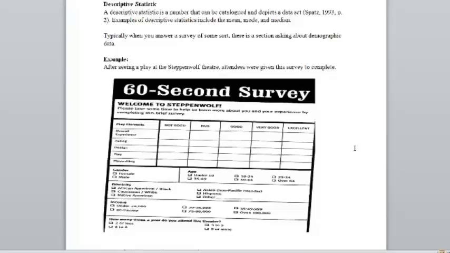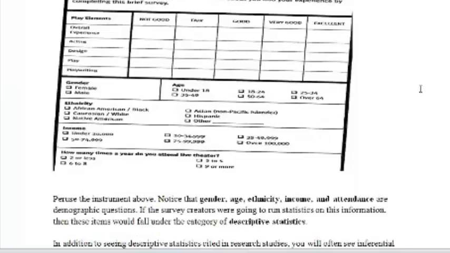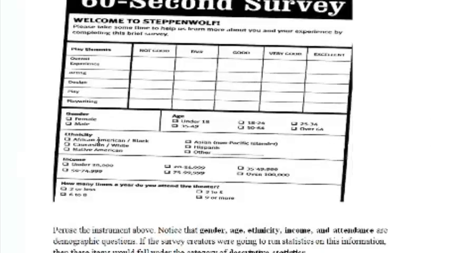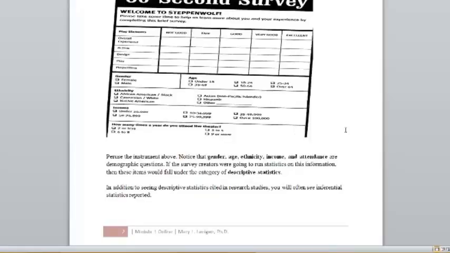Typically, when you answer a survey of some sort, there is a section that asks about demographic data. So if we look at this survey here, if you go downtown and you go to, in this case, the Steppenwolf Theater, at the end of their performance, they give their attendees this survey to complete. And if you look at this survey, you'll see that there are questions about gender and age and ethnicity, income, etc. And these are demographic questions. So if the survey information was entered into a statistical package, then the information would fall under the category of descriptive statistics. Again, it would fall under the category of descriptive statistics.